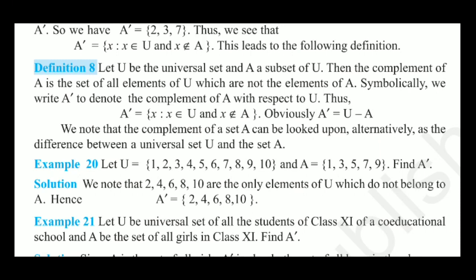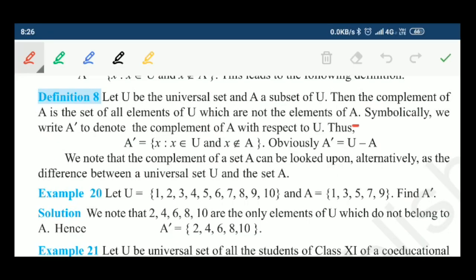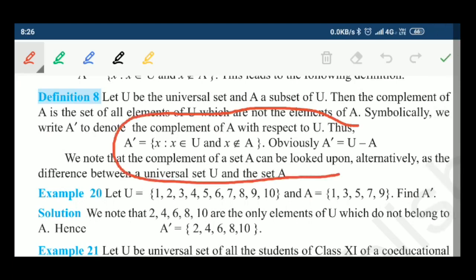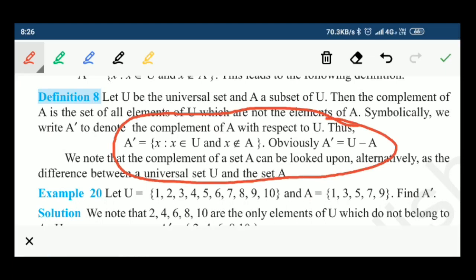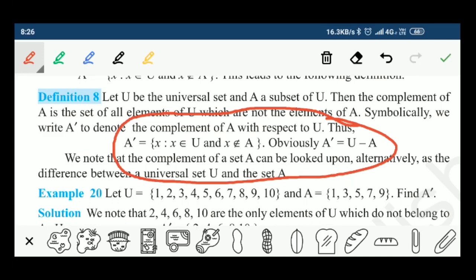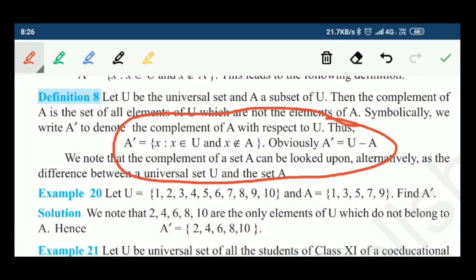Then the complement of A is the set of all the elements of U which are not elements of A. Symbolically, we write A dash to denote the complement of A with respect to U. We can write it like this: A complement is equal to x belongs to U but x does not belong to A. So obviously, taking the complement means taking elements which are not part of set A but are elements of the universal set.